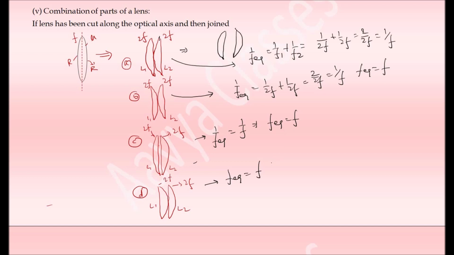As we know that the power is inversely proportional to focal length, power here is also equal to P. In this case also we have power equal to P, in this case power P, and in this case power P. So clearly if we cut a lens along the optical axis and join in any orientation, then the focal length remains same, the power remains same, and also the aperture of lens remains same, then clearly the intensity of image formed will be same.